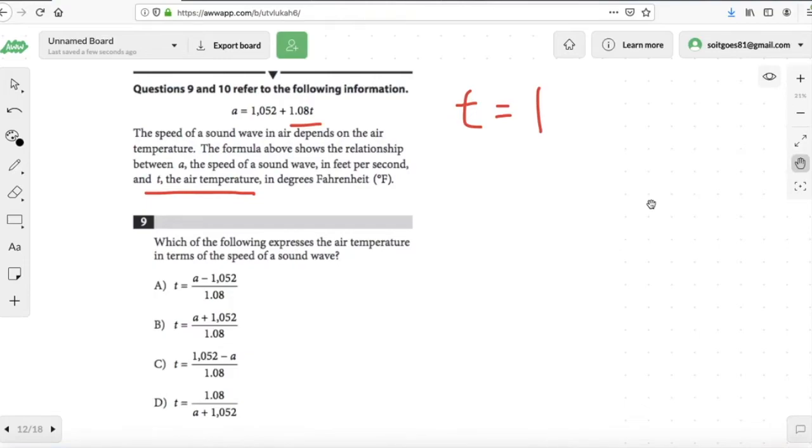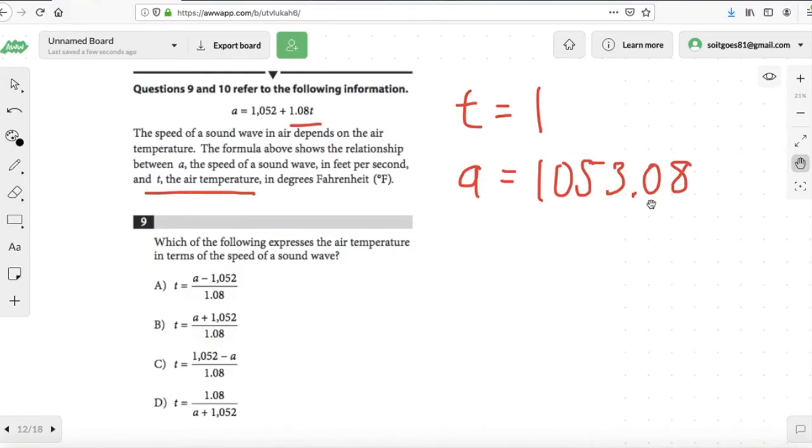I can just look at that and know what A is. What is A, by the way, when T is 1? You don't even have to use a calculator, but this is the calculator section, so you can use one if you want to. It's just going to be 1,052 plus 1.08, so 1,053.08. You're absolutely right. Any questions about that? Does that make sense why that's the case? Okay, we know when T is 1, A is 1,053.08.